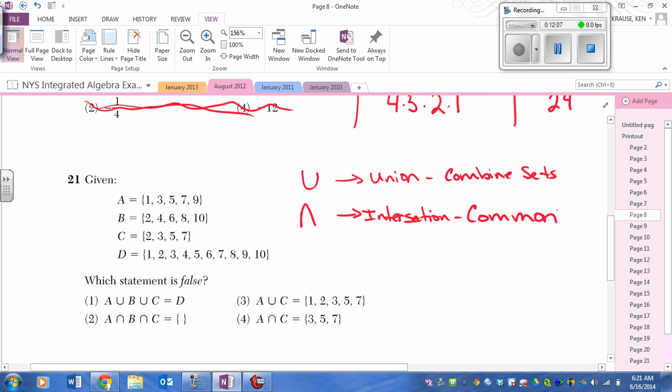So, it says the union of A and B and C, so putting all 3 of these together, is the same as D. Well, let's see if that's true. It's got a 1, there's the 2, now we're going to put them all together, there's a 3, 4, 5, 6, there's a 7, there's an 8, there's a 9, there's a 10. Well, that looks like it's pretty good. Okay, so that one is true. Okay, so the intersection of them all, what do they all have in common? So this means they all have to have at least some number in common. So let's check.